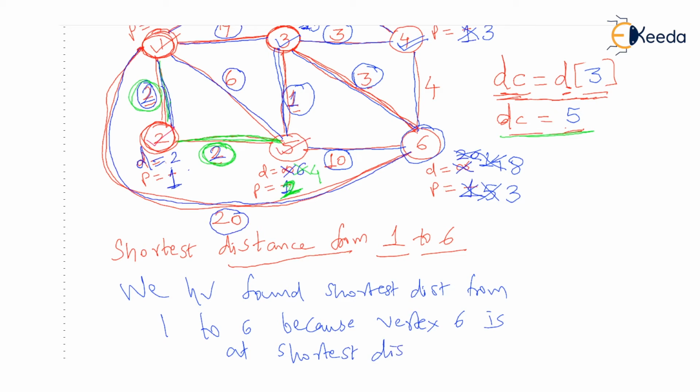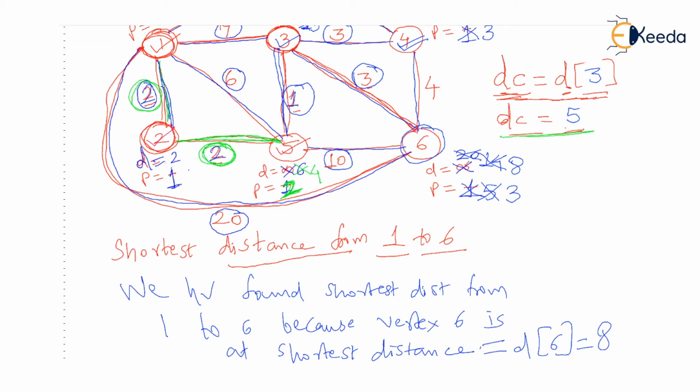That means among the remaining vertices, D at sixth vertex is least. That's why we are saying we have found shortest distance from 1 to 6. You will understand what I am saying. Just have patience, trust me. But we have found shortest distance from 1 to 6. And what is it? It is equal to D at sixth vertex, which is equal to 8.